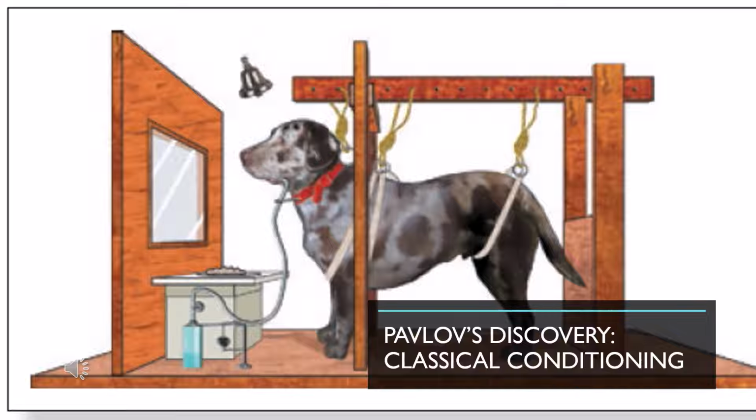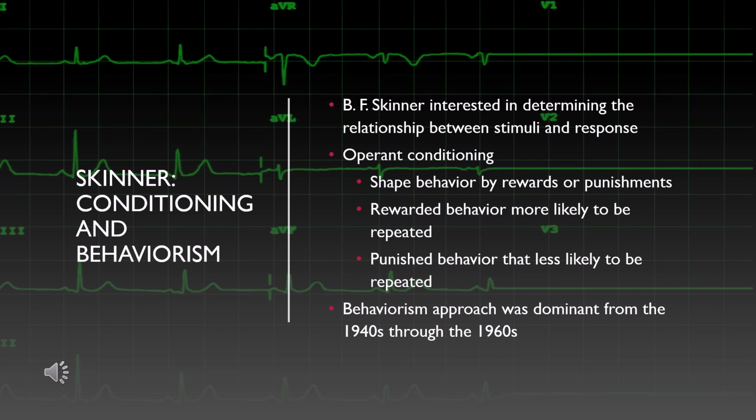So eventually you can pull the bell, or I'm sorry, pull the food, just ring the bell, and you're going to get the salivation. So the UCS is the food, the UCR is salivating, the CS is the bell, and the CR would be salivating.